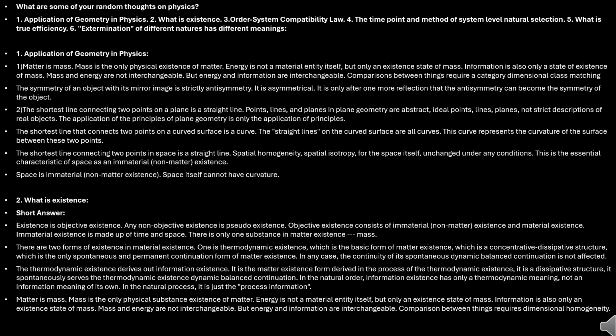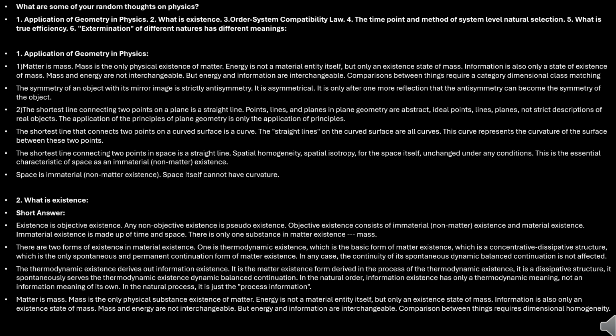What are some of your random thoughts on physics? 1. Application of geometry in physics. 2. What is existence? 3. Order system compatibility law. 4. The time point and method of system-level natural selection. 5. What is true efficiency? 6. Extermination of different natures has different meanings.